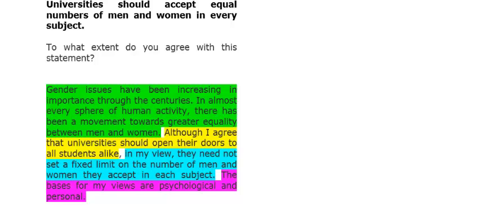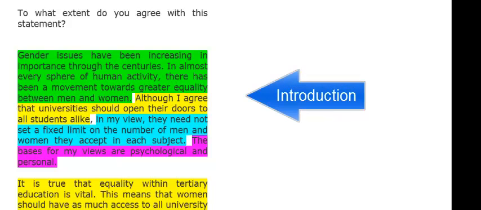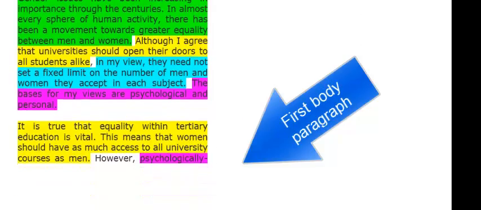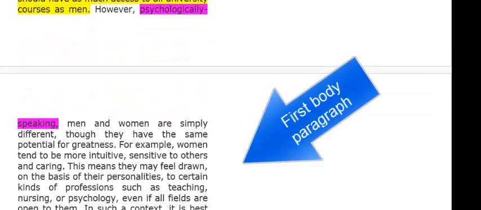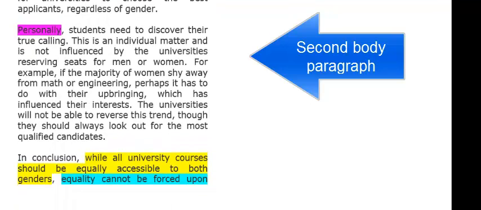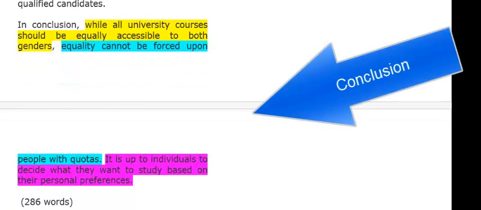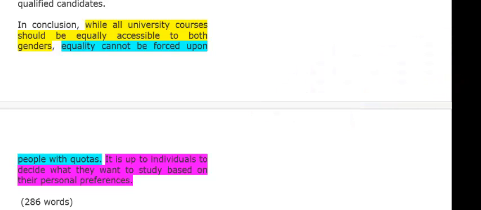Okay, so we have our model question. Universities should accept equal numbers of men and women in every subject. And we have, I'll just scroll down, our first paragraph is our introduction. It's very colourful, green, yellow, blue and cerise. Then we have our first body paragraph. Then we have our second body paragraph, starting with personally, and finally we end with our conclusion. So we're maintaining that basic essay structure. But let's see how it works.